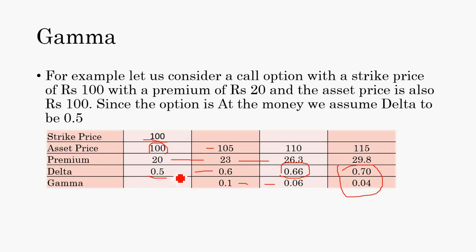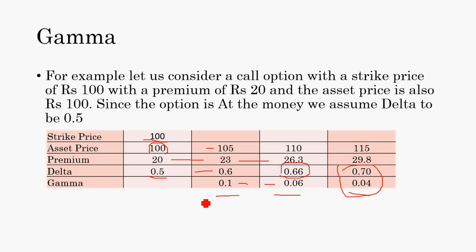Okay, so if you look at this, the delta values are changing and the rate at which the delta is changing is also changing. Okay, this rate of change in delta is what you call as gamma. How fast the delta is going to change. Okay, that value is given by gamma.